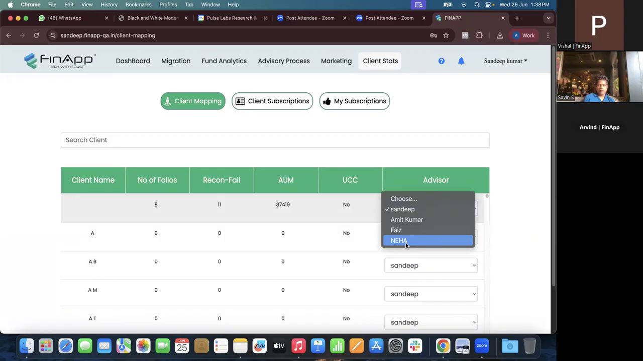But when I log in as an RM, for example if Neha wants to log in as an RM, she will only see her records. She will not see the entire business.